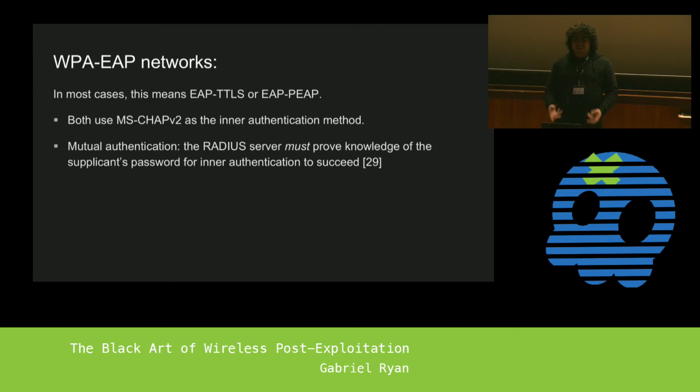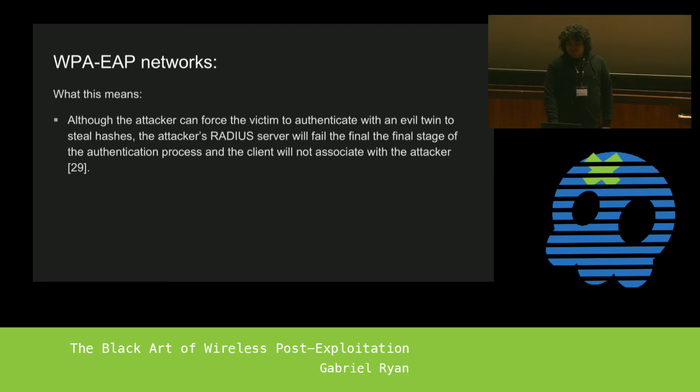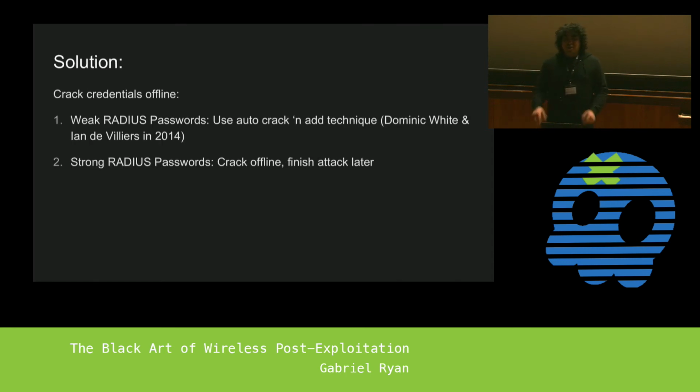So in the very last stage of this protocol, you have to send a valid authentication response back to the victim that proves it is derived from the victim's password. So what this means is that although as an attacker you can force the victim to authenticate with you using an evil twin and use this to steal hashes, your RADIUS server is still going to fail the final stage of the authentication process, and the client will not be able to associate with you after that. And considering that you need that full association to do the hostile portal attack or anything else for that matter that isn't just stealing RADIUS credentials, we need a way around this.